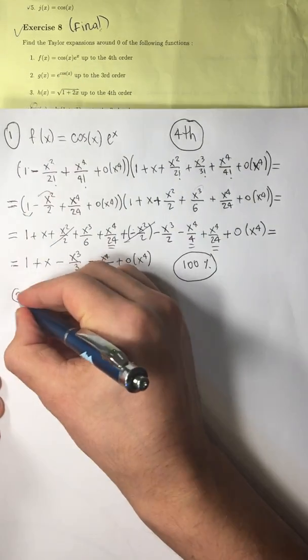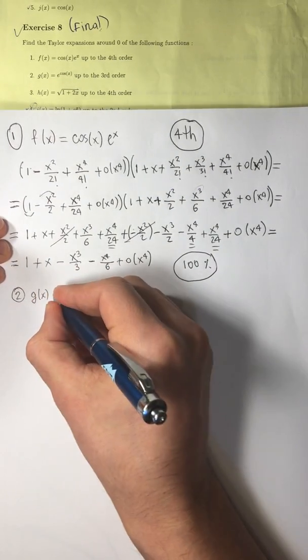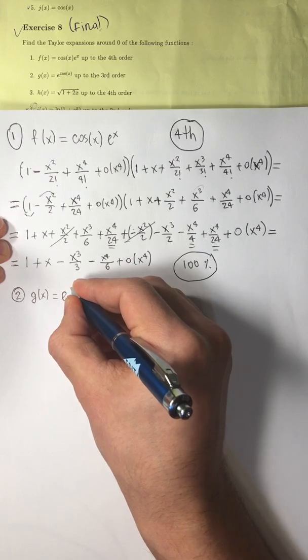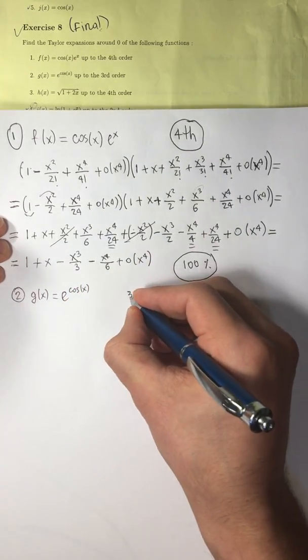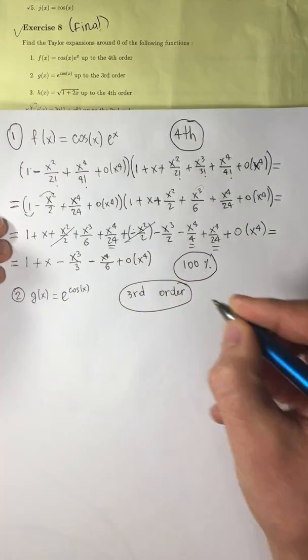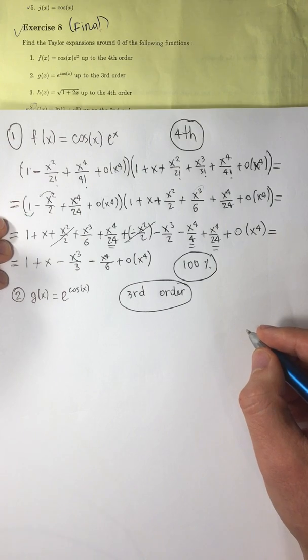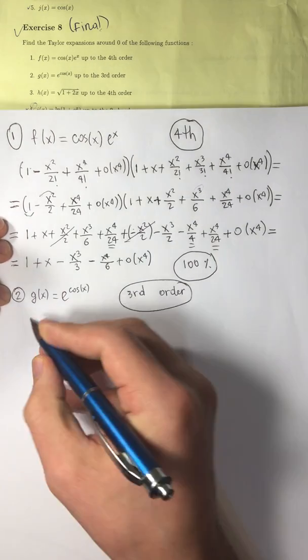Okay, number two. What's number 2? Now we have g(x) equals e to the cosine x. Okay, what's the question? The question is third order. Okay, it's quite different. It's like recursive. So I want you to focus now. It's important.